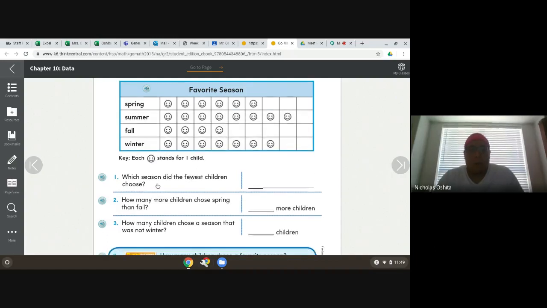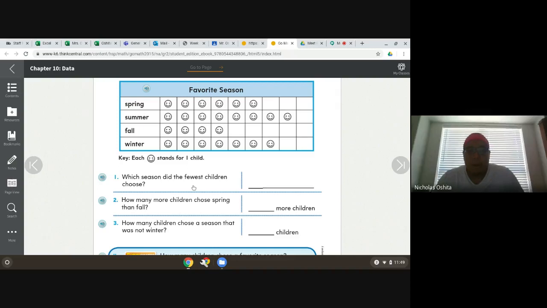So, question one, which season did the fewest children choose? So, by looking at your picture graph, you're going to see the fewest amount or the least amount, right? So, that's the smallest. And you're going to write that season here on the line. You should easily be able to see it based off of the amount of smiley faces that are in each row.